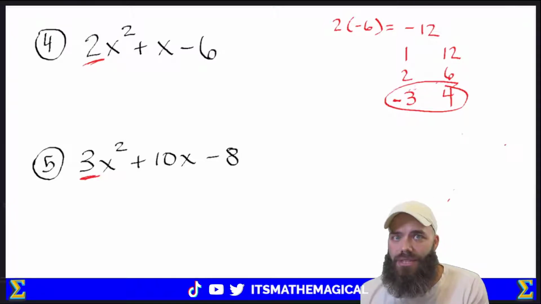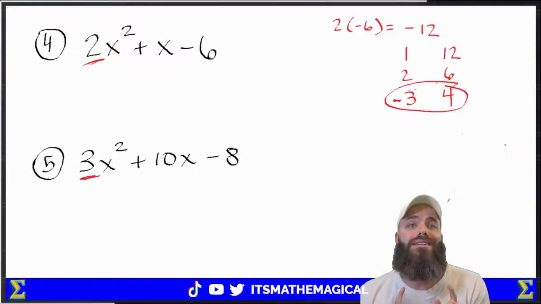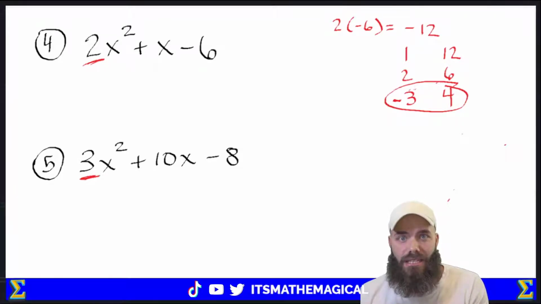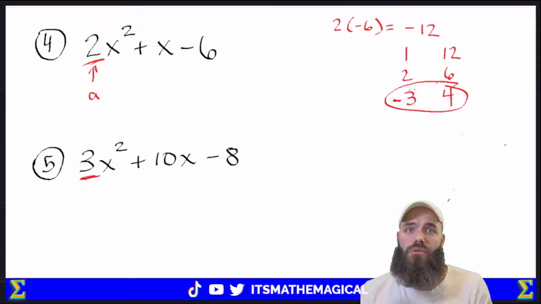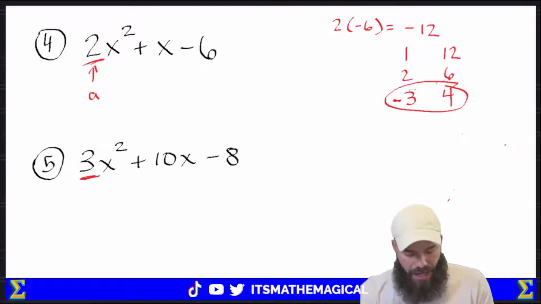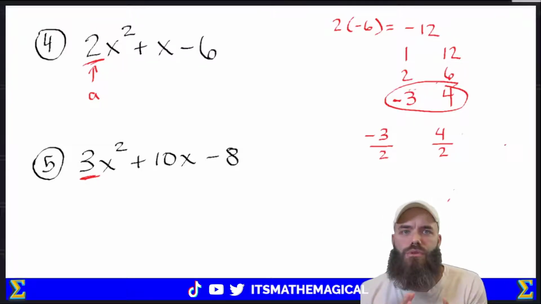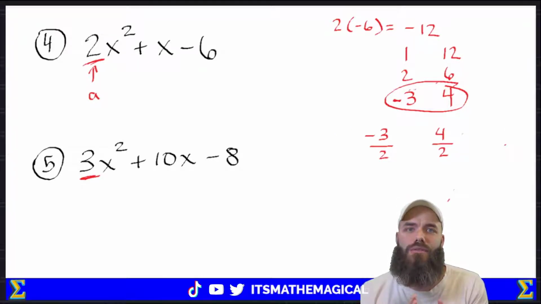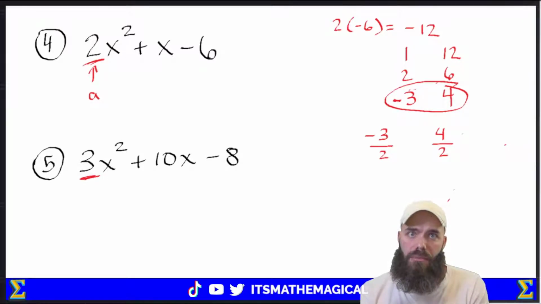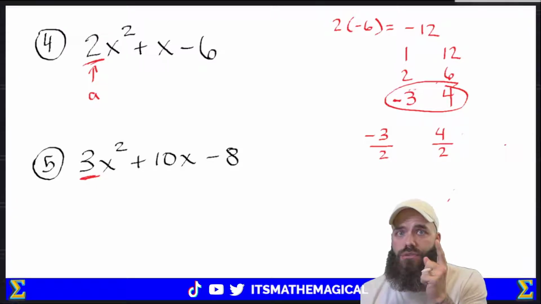Okay, so now the next step is to take those factors and divide them by A. Remember what A is. A is the leading coefficient. So here's the A value, all right? Divide those by A. Now, we don't want to actually say, oh, -3 divided by 2 is 1.5. No, we want to keep these written as reduced fractions. So when there is a fraction that can be reduced, reduce it. -3/2 does not reduce, but 4/2 does.